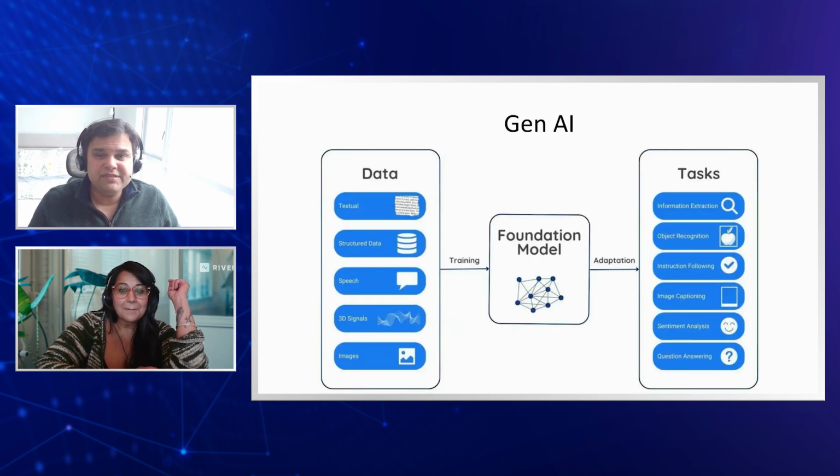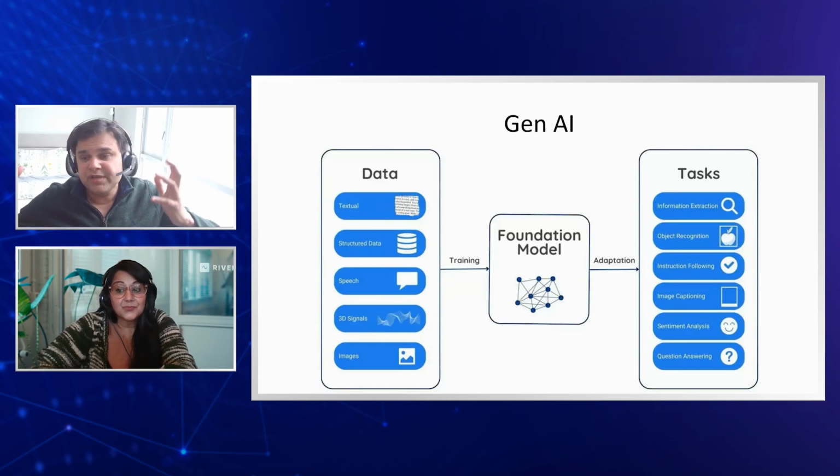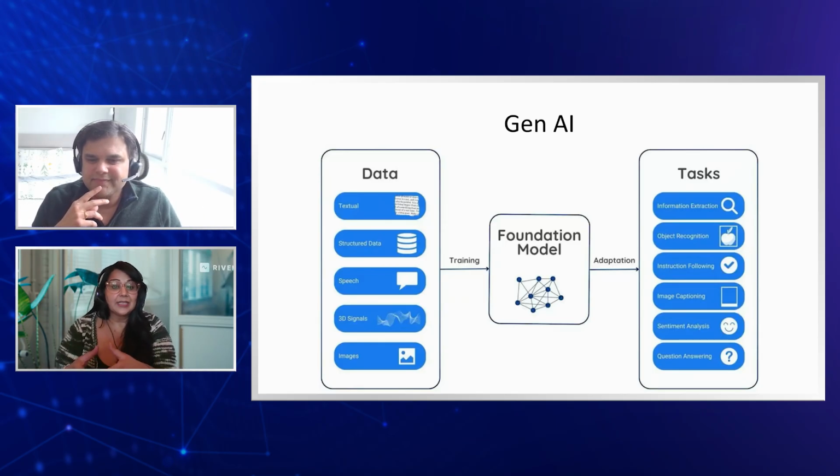But then there was Gen AI, right? You can build foundational models not just for text, like GPTs, but for some specific structured data, for speech, signals, images, you name it. That's true, generative AI is a way off, and there is a lot of AI before you can get there.